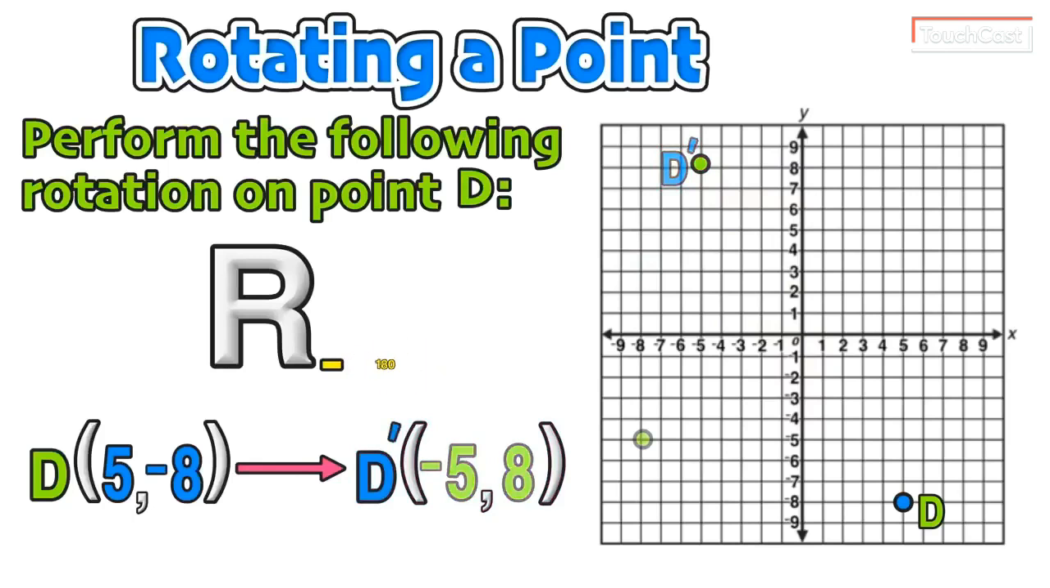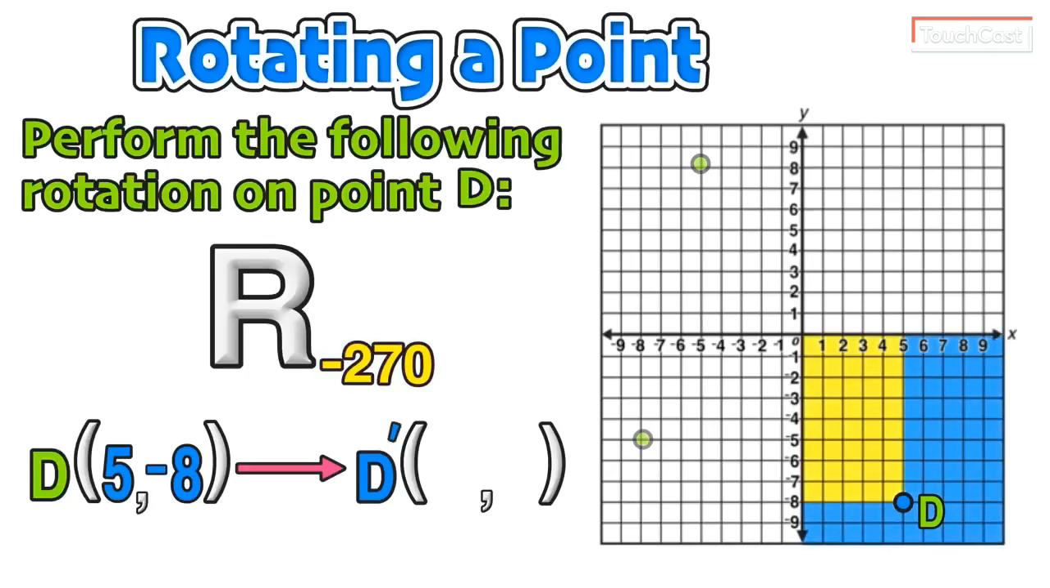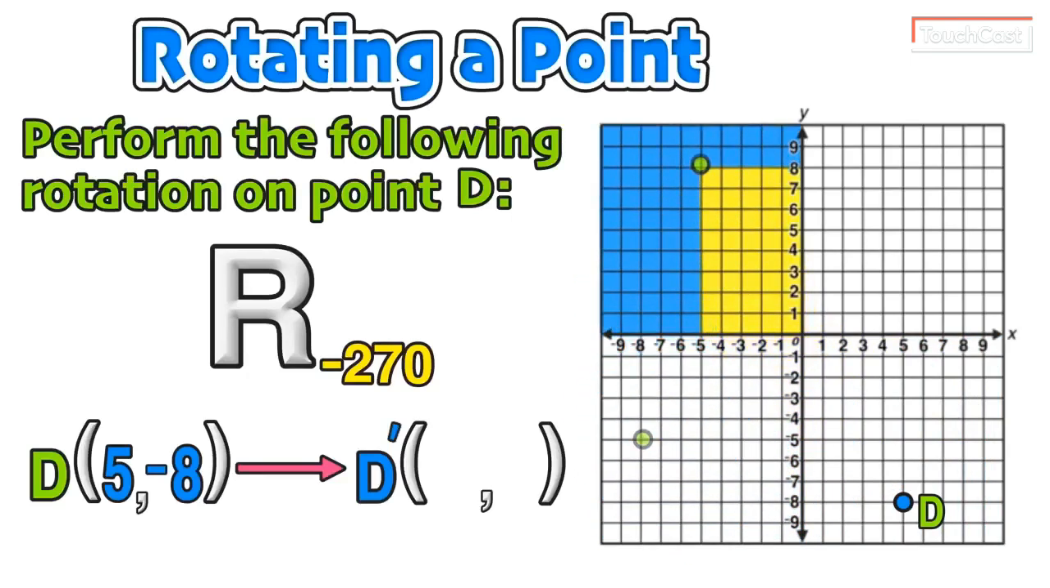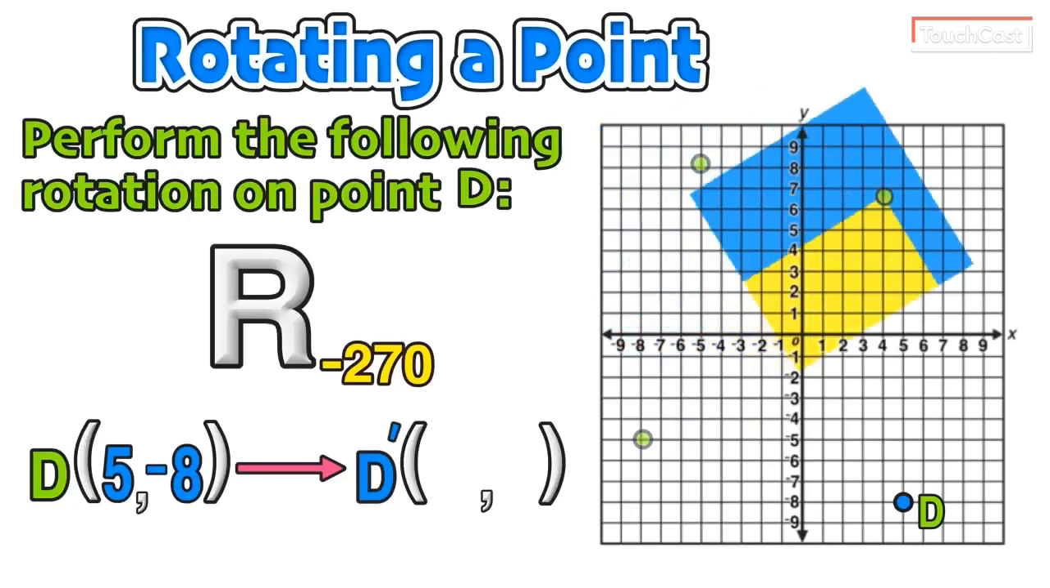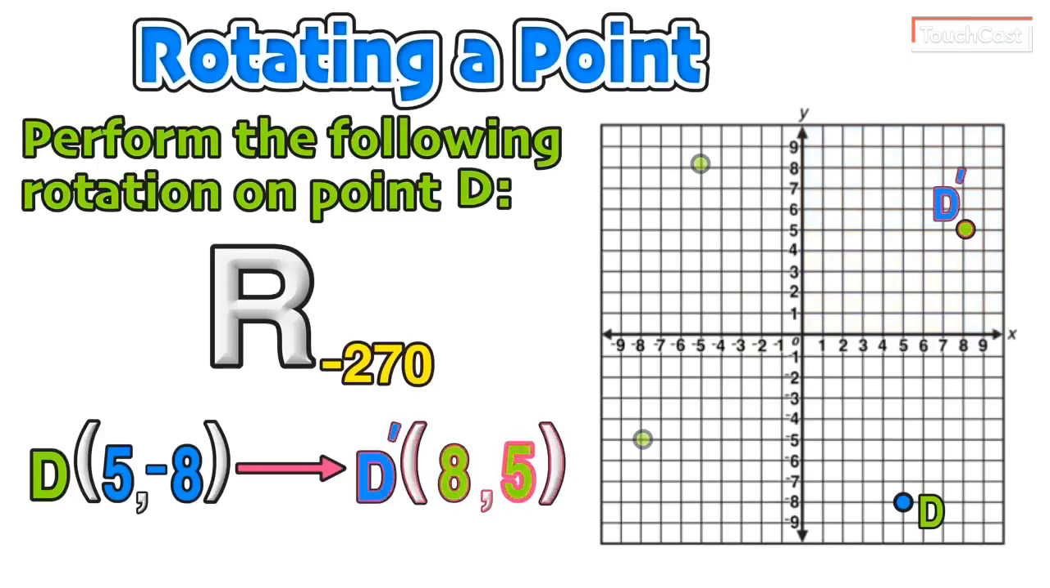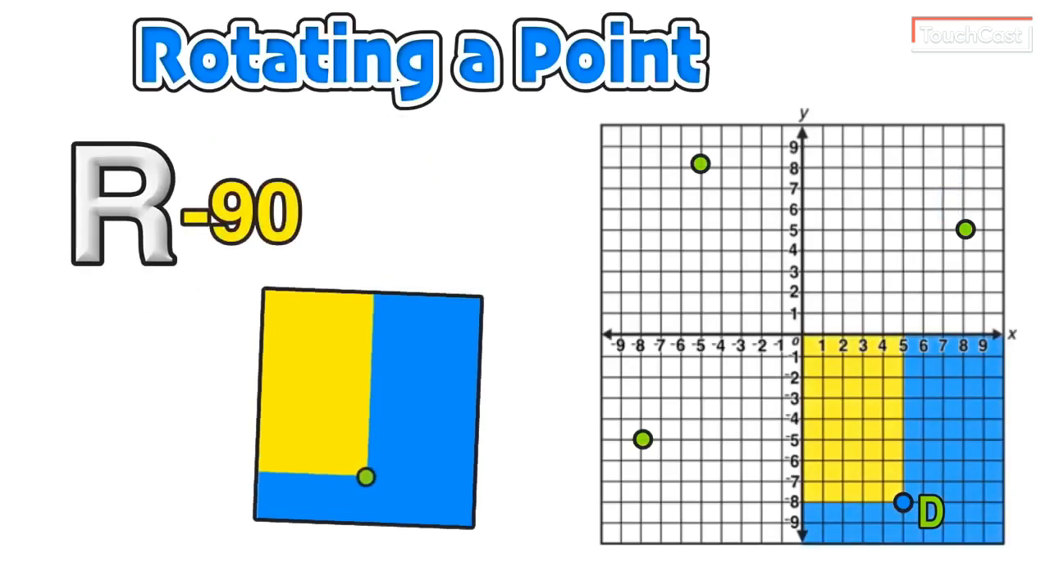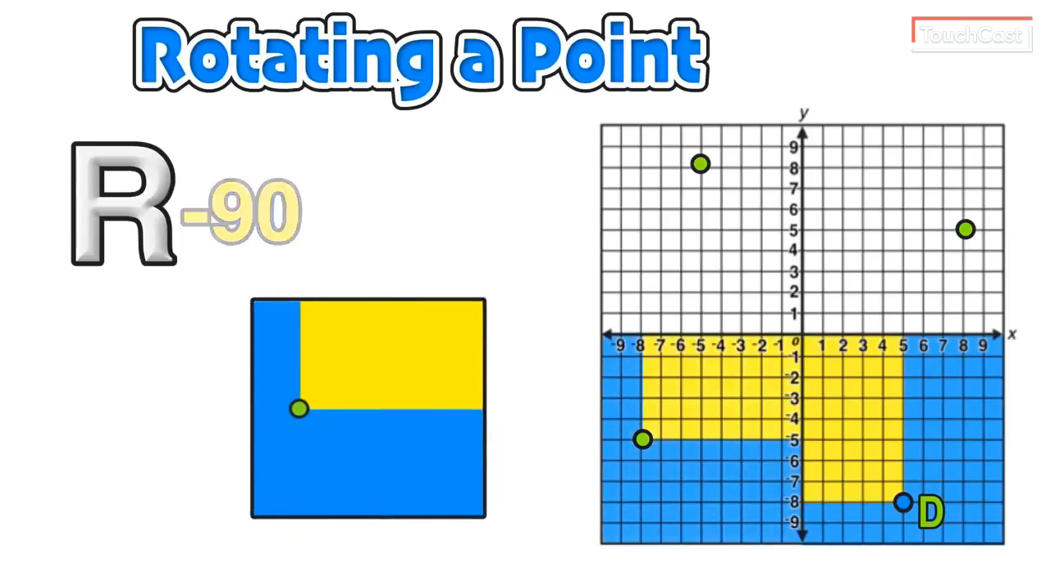Now we'll take a look at what would happen if instead of a negative 180 rotation, it was a negative 270. Again, start with D in that fourth quadrant. 1/4 turn is the negative 90. A second quarter turn is negative 180. We need one more third quarter turn to get to negative 270 with the image D prime at positive 8, positive 5. Now that we have completed all of the degrees of rotation in a clockwise direction, let's go ahead and visualize what we did on that last example.